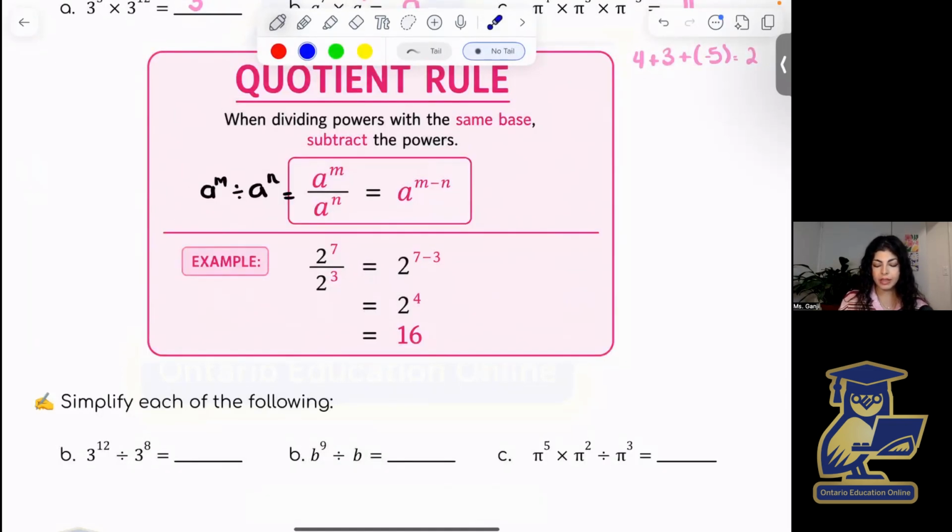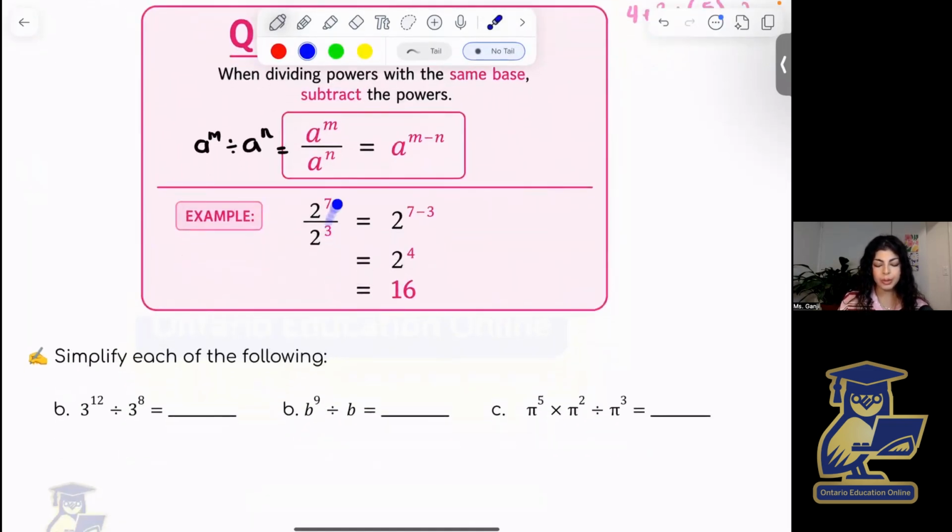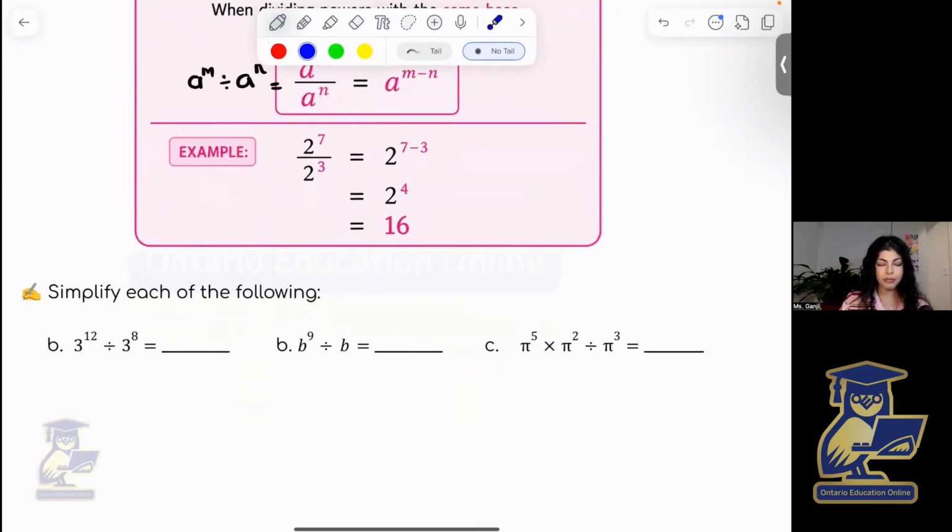And here again, another example with a base of 2. 2 to the power of 7 divided by 2 to the power of 3 is 2 to the power of 7 minus 3, which is 4. And our final answer is 16. Now again, here we have simplify. So take a moment and try these on your own.